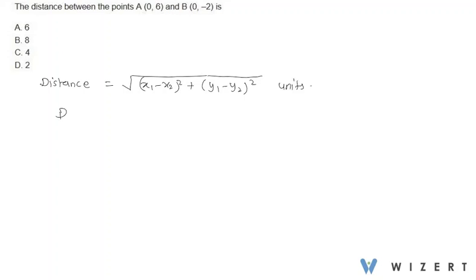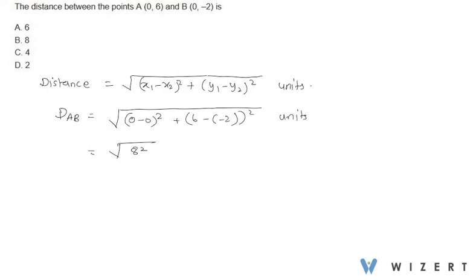So in this case, the distance AB will be the square root of, we'll simply put the values here. So x1 and x2 both are 0, so (0 minus 0) whole square plus (6 minus of minus 2) whole square units. Now this part is 0 and this part is 6 minus of minus 2, which is 6 plus 2, which is 8 square. So the square root of 8 square is nothing but 8 units. So the distance between AB is 8 units. Answer is option B.